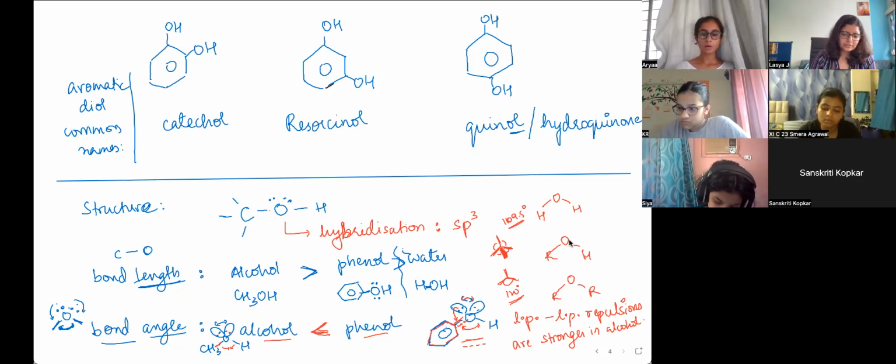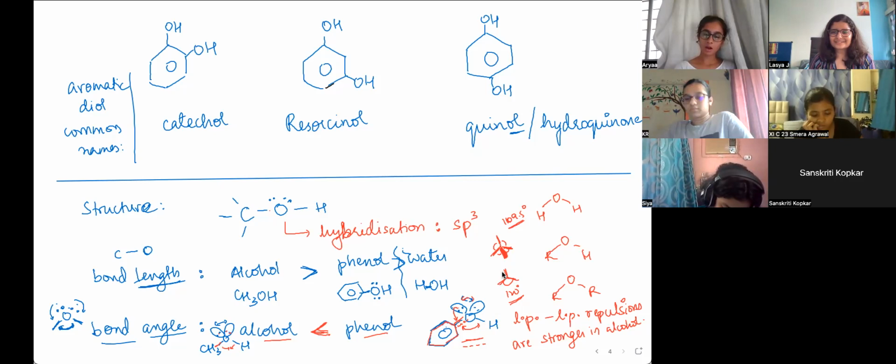Bond length, and if bond length increases, is the relation between bond length and bond angle directly proportional? Or is there no relation as such? No, there's no such definition. One is length, one is angle.